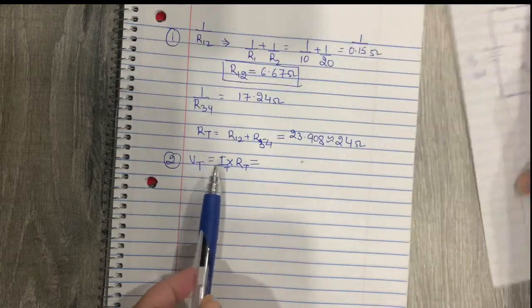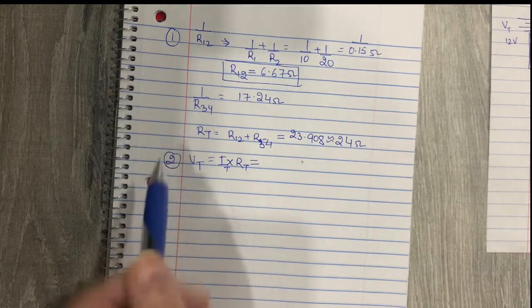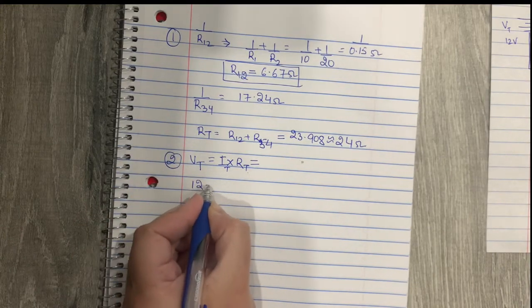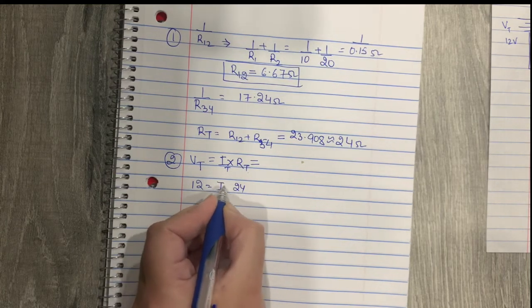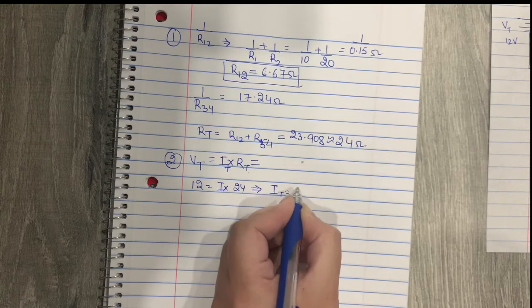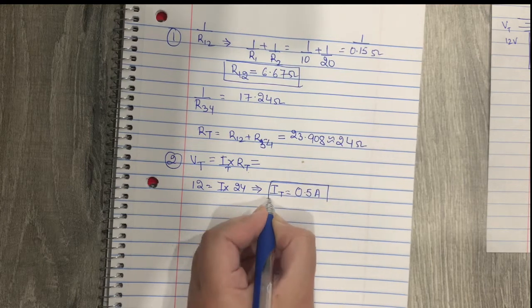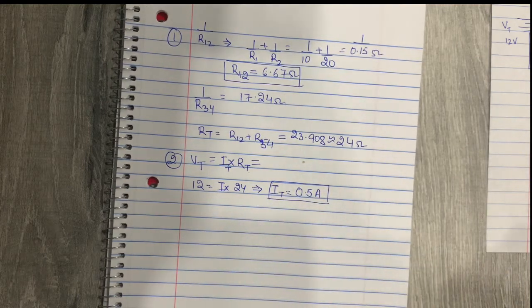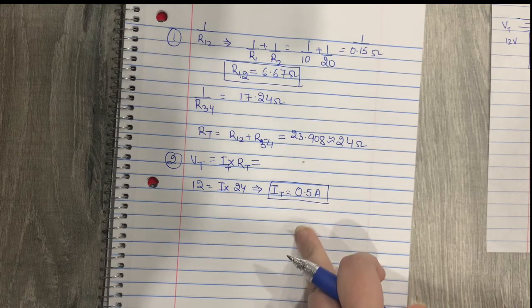Ohm's law, as you can remember, is V is equal to I times R. We have the value of total voltage as 12, and we have the value of total resistance as 24. So using this formula, we can calculate the value of total current as 0.5 amperes. Alright, so this is a very simple example of solving the total current.